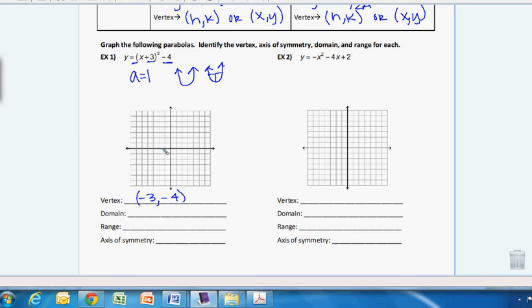So I'm going to go back 1, 2, 3, down 1, 2, 3, 4, and there's my vertex. And since my a value is 1, I'm going up 1 to the right 1, up 1 to the left 1, and then 1, 2. And I'm also moving this way. And I'm going to just draw my parabola. Oh, that's horrible. But there we go. Okay, so now that I have this drawn, I can figure out domain, range, and axis of symmetry.